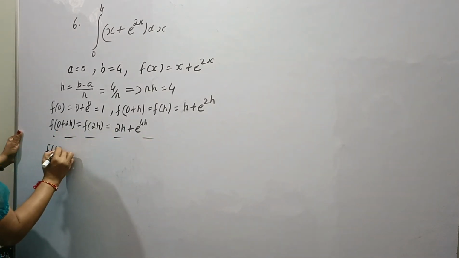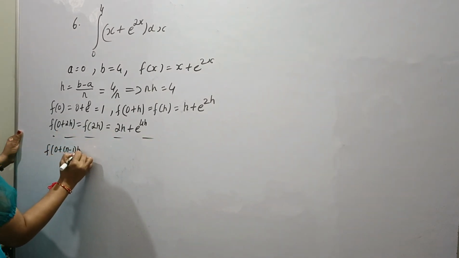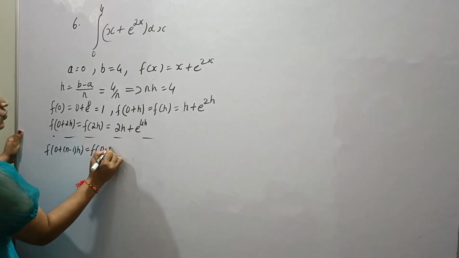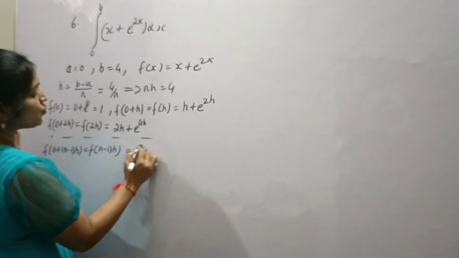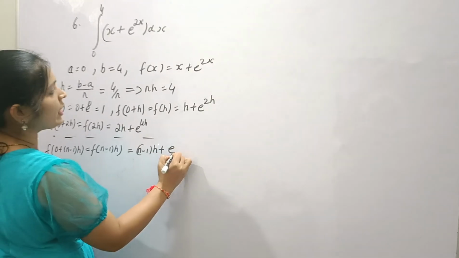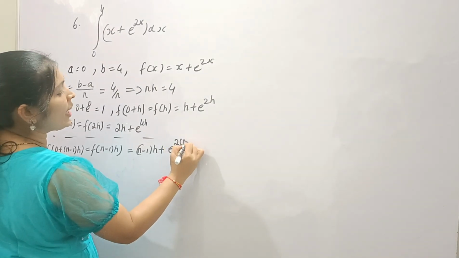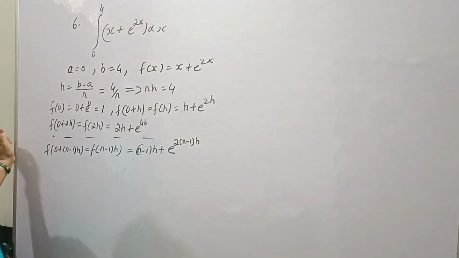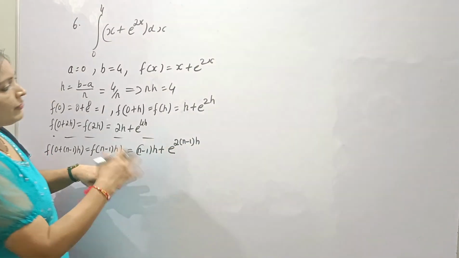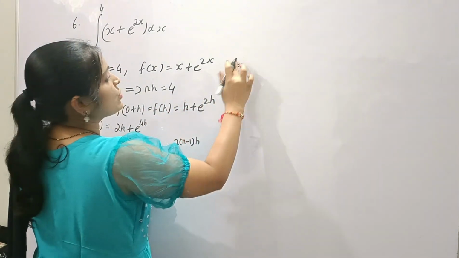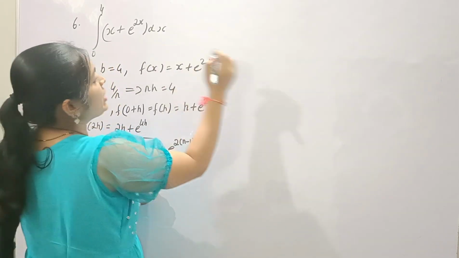F of 0 plus (n minus 1) into h, that is equal to f of (n minus 1) into h, that is equal to (n minus 1) into h plus e raised to 2 into (n minus 1) into h. Now here we will substitute these values. We will find the value of the given integral.